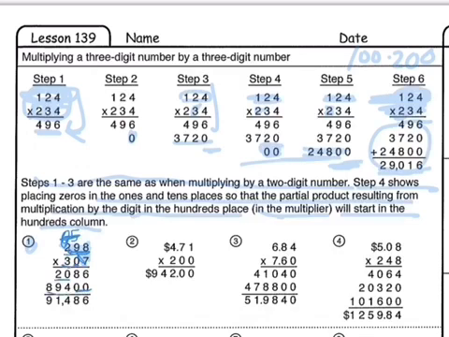8 times 3 is 24. You're going to carry the 2. Here's where kids get confused. They skip over that 9 sometimes. So watch out for that. We got to do the 9 times 3. 27 plus 2 is 29. Carry the 2 up to there. 2 times 3 is 6. Plus the 2 more makes 8. Add them together and get the final answer.